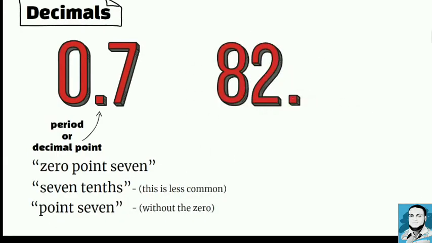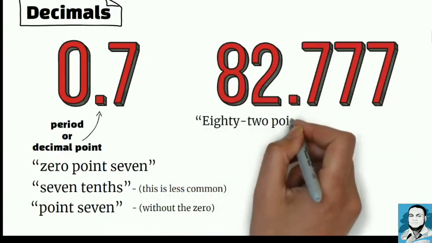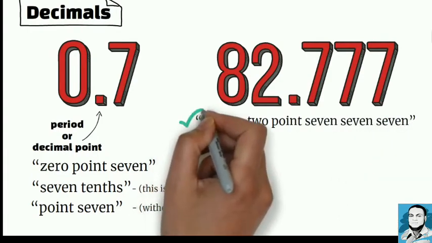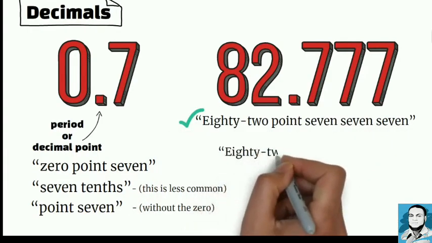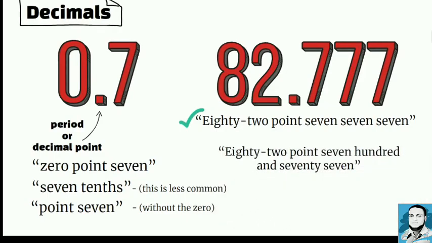If the decimal number is longer like this, then we say 82.777, reading each digit after the decimal point separately. We never say 82.777 as a whole number after the point. This would be incorrect.